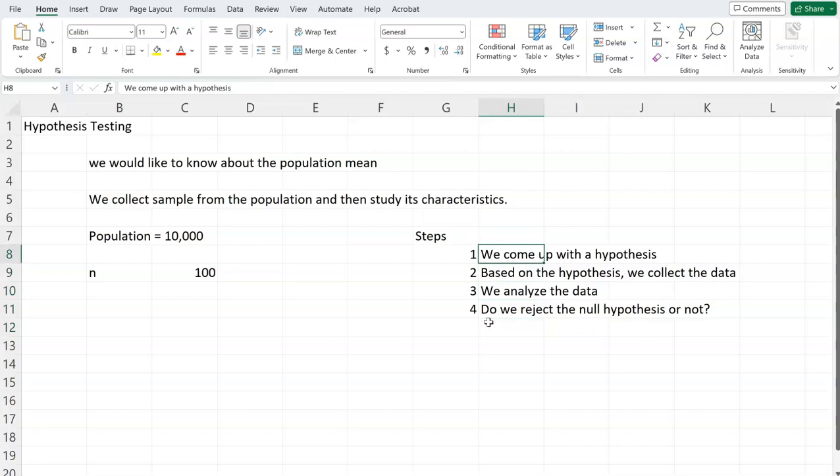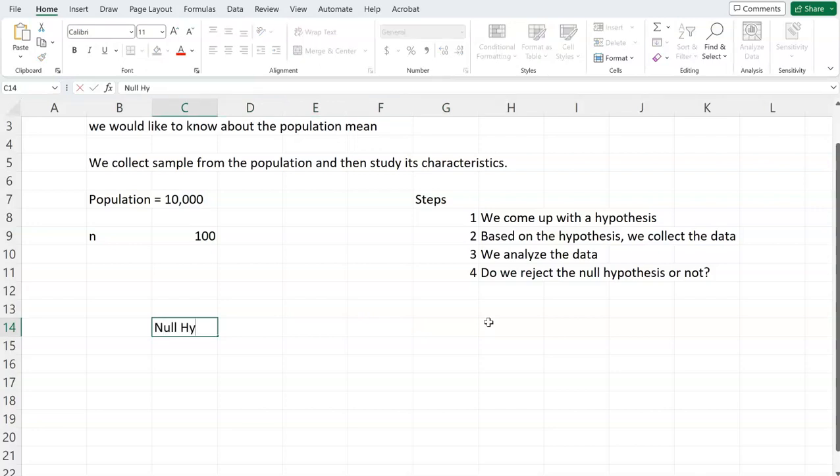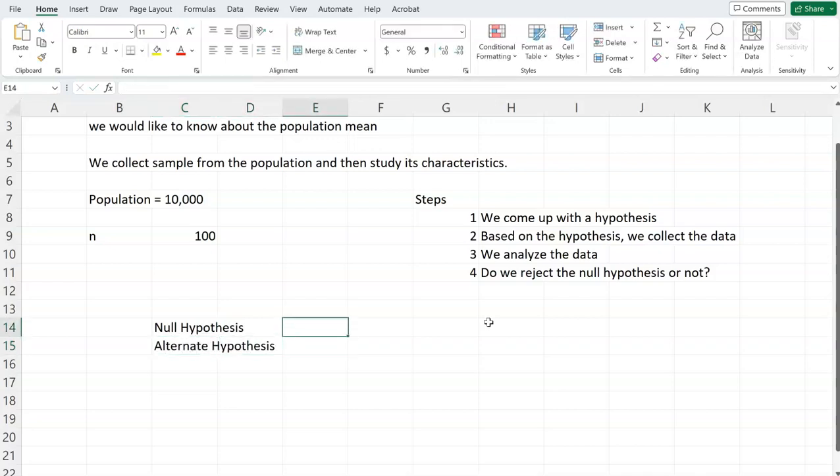When we look at step one, where we come up with a hypothesis, a hypothesis is usually broken down into two sentences. The first sentence is called the null hypothesis, and the second one is the alternate hypothesis. So in the first step, basically we come up with these two sentences. This is going to be my step one. Now, what are the null hypothesis and the alternate hypothesis? It's easier to understand through an example.